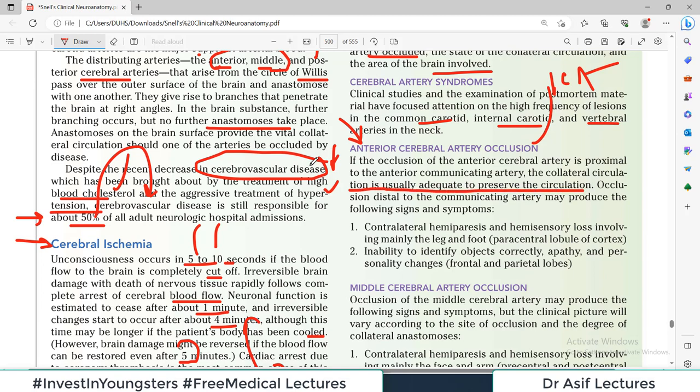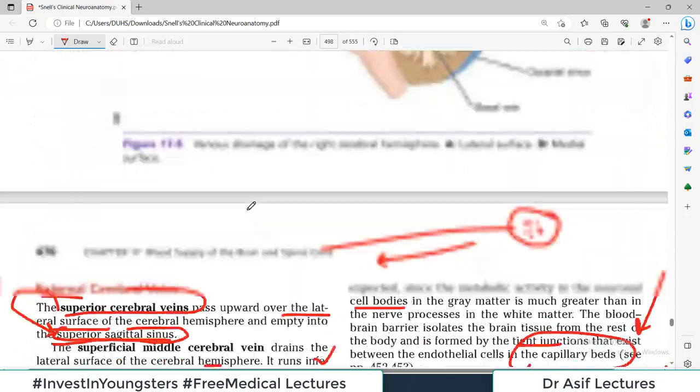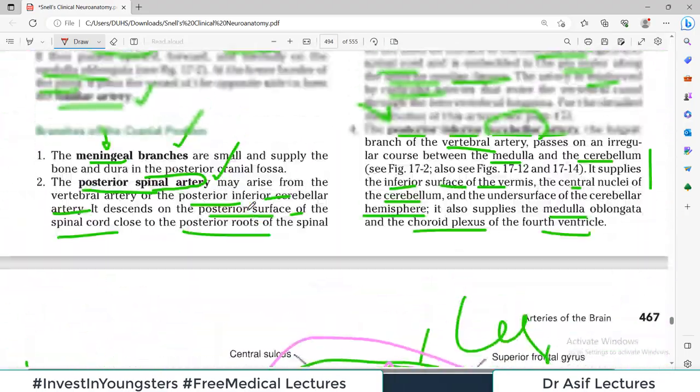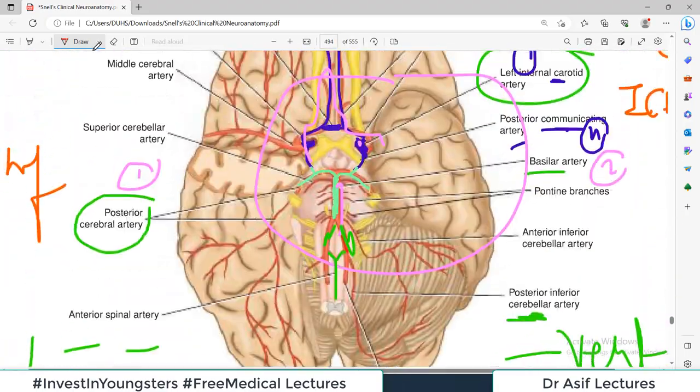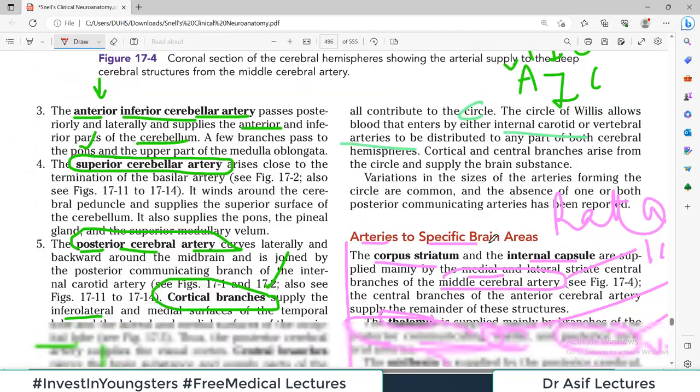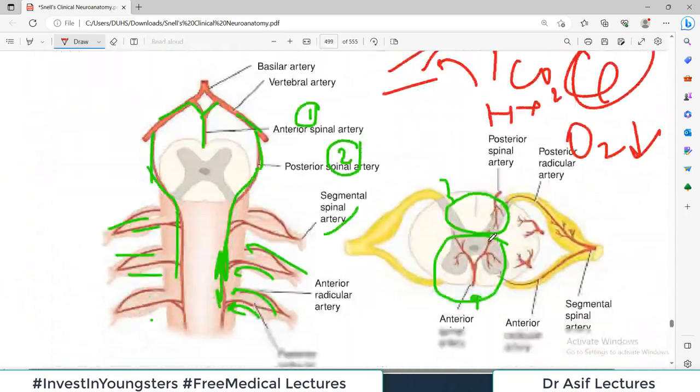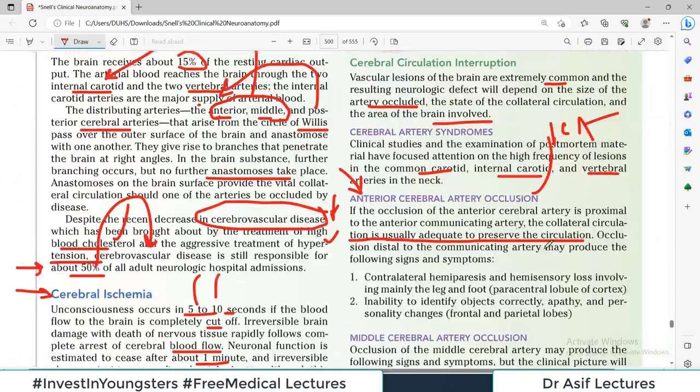Is line ka kya matlab hai? It's an important line. Main diagram pe leke jata hun, phir ye samjhata hun. So, agar anterior cerebral artery ka occlusion is proximal to the anterior communicating, yani ye anterior communicating hai na, agar isse pehle blockage hota hai, then the collateral circulation is fair enough. It's fine to maintain the integrity. Ye yahan pe explain ho rahi hai baat, okay?